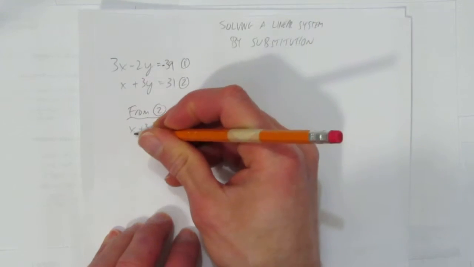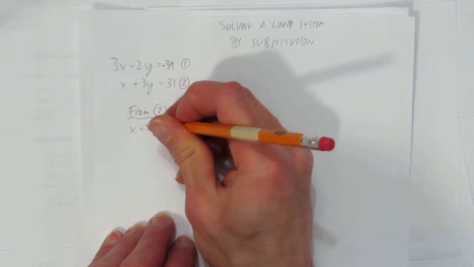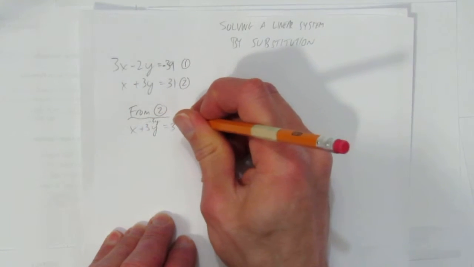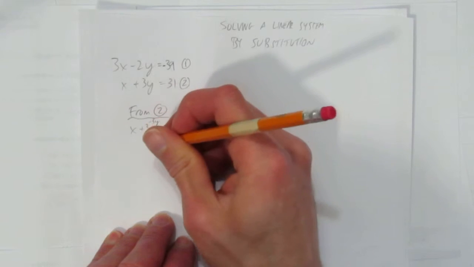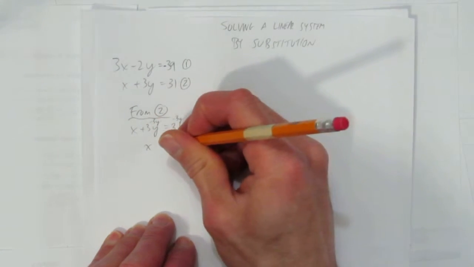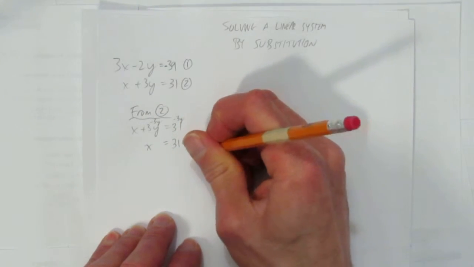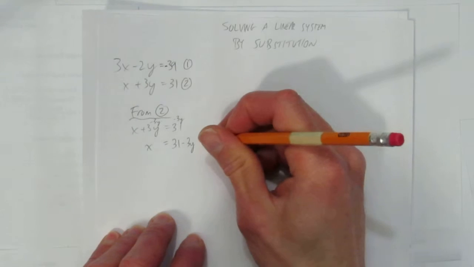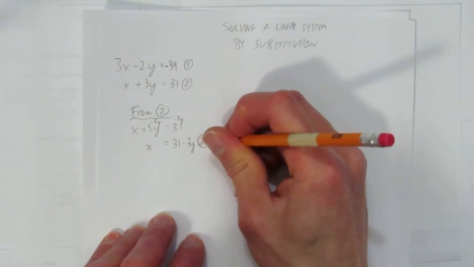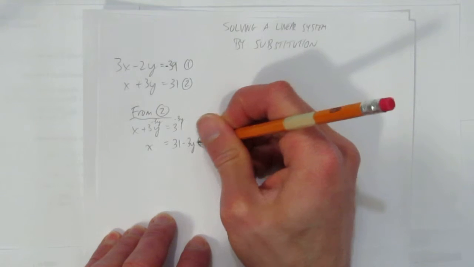All I have to do is get the x by itself, and to do that in equation 2 it's the easiest. You just subtract 3y from both sides. Because when you do that, you have an x, and then 3y take away 3y, no more y's, equals 31 take away 3y. That's our new equation 2. I call it 2a. It's like equation 2 adjusted. Still equation 2, but it's been adjusted.